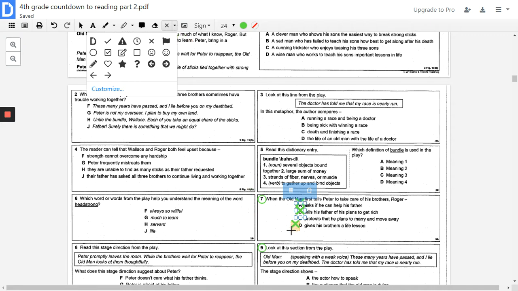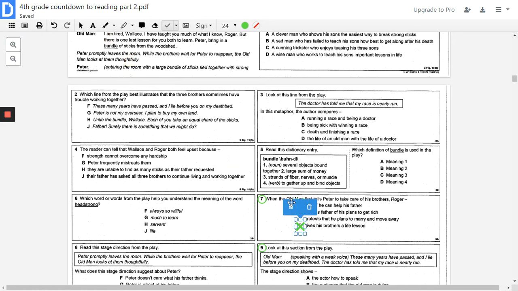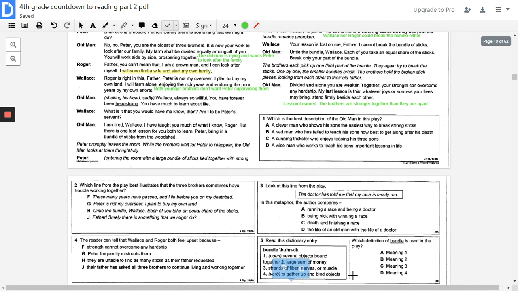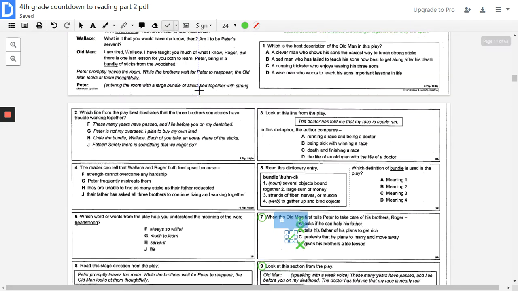Ooh, I forgot to put an X there. Our correct answer is C. Protests that he plans to marry and move away. Because you see, we can find it directly in the text here.